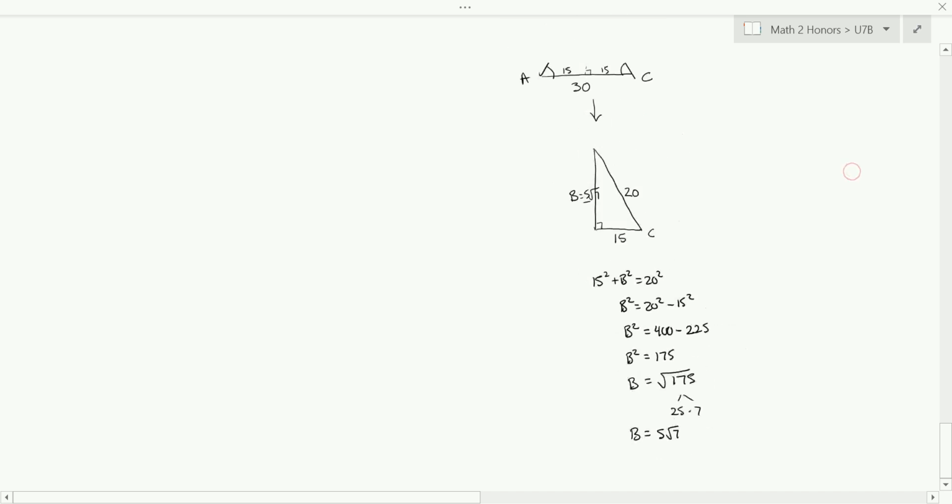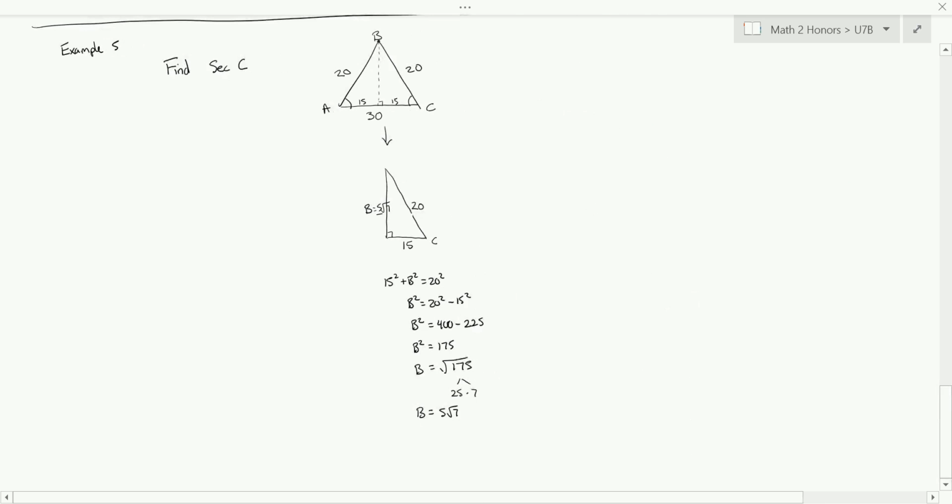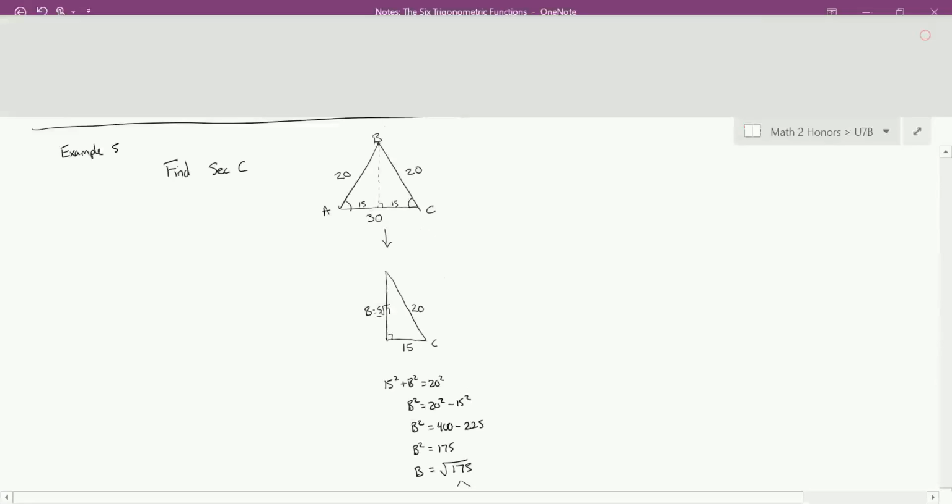All right. Disrupted from the bell. But here's what I would do next. I would scale that down to a hypotenuse of 1, and then I'd be able to have my sine and cosine, and I'd flip my cosine over to get my secant. I'll show you the answer right now.